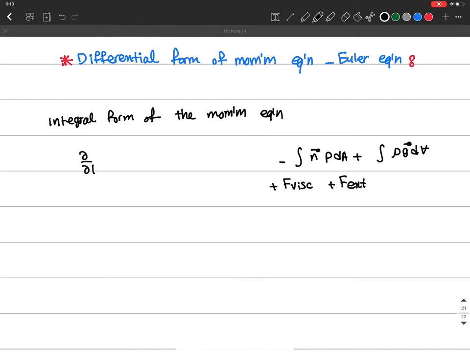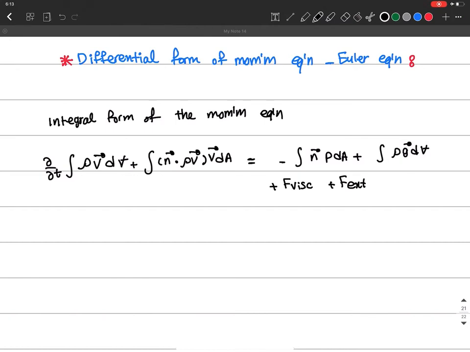It's partial over partial t of the integral of rho v dV, plus the integral of n dot rho v over the surface dA. So the second one is the integral over the surface, and this equals the right hand side, which is the sum of the forces.